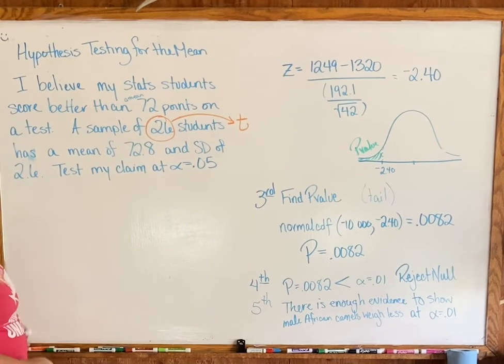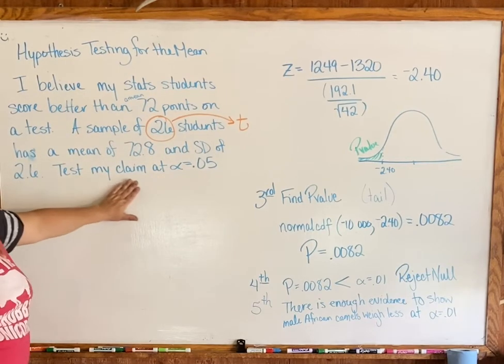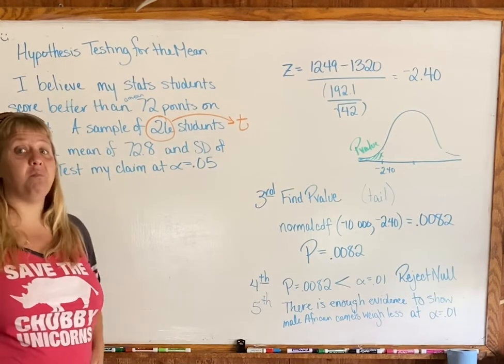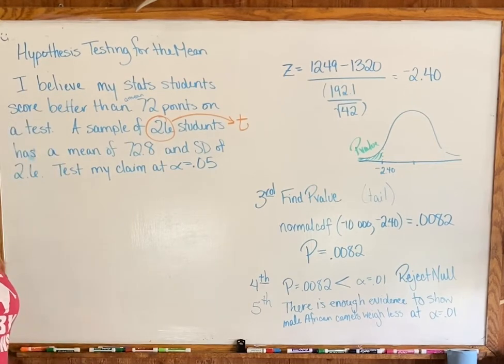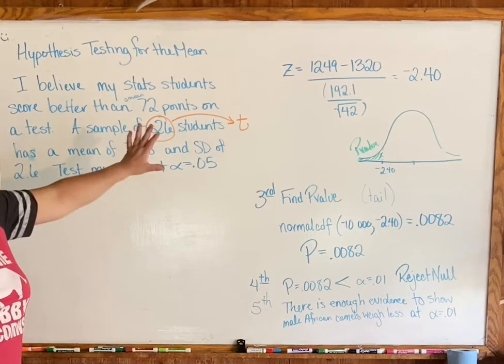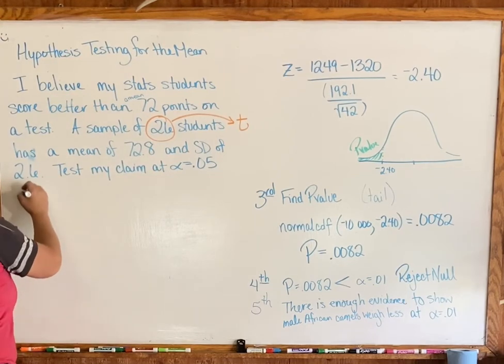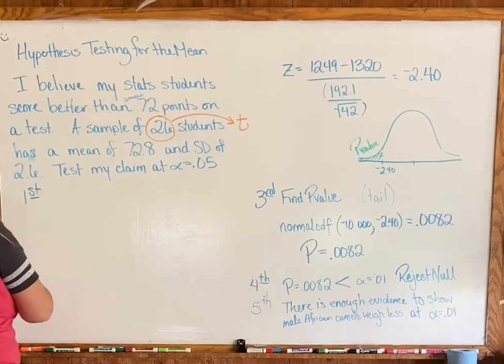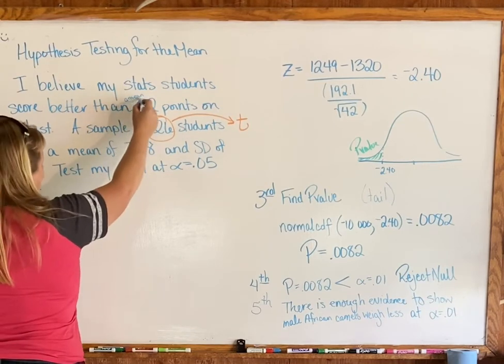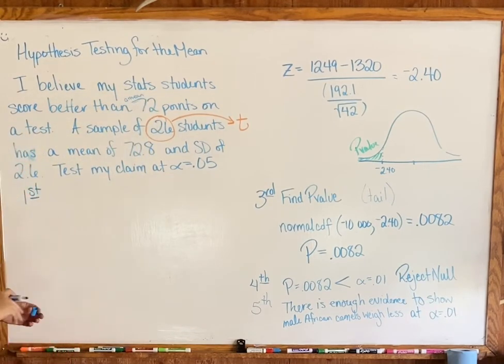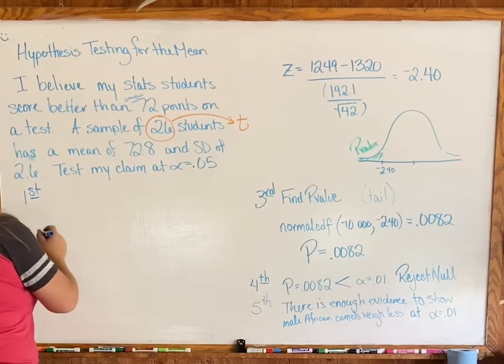Our sample of 26 students has a mean of 72.8 and a standard deviation of 2.6. And now I want to test the claim at an alpha of 0.05. So I'm allowing myself a 5% chance of making that type 1 error. Just because it's a T doesn't change much. We start the process the same way. The first thing we do is find our hypotheses. We're looking at the mean here.